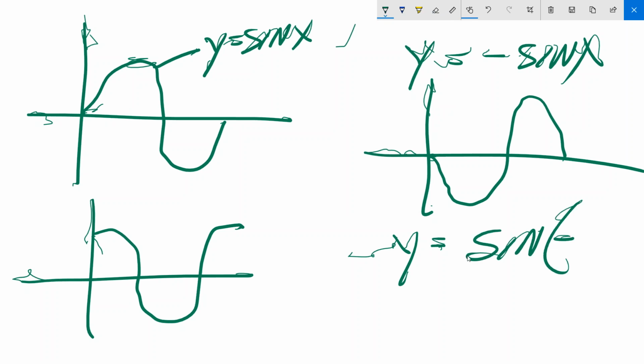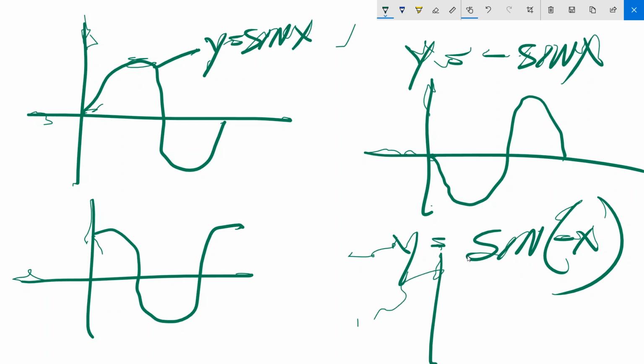Which axis is that reflected over? Nope. Remember, the negative sign is inside the function. In the top right, the negative sign is outside the function. That makes it a vertical reflection. In the bottom right, it's a horizontal reflection.